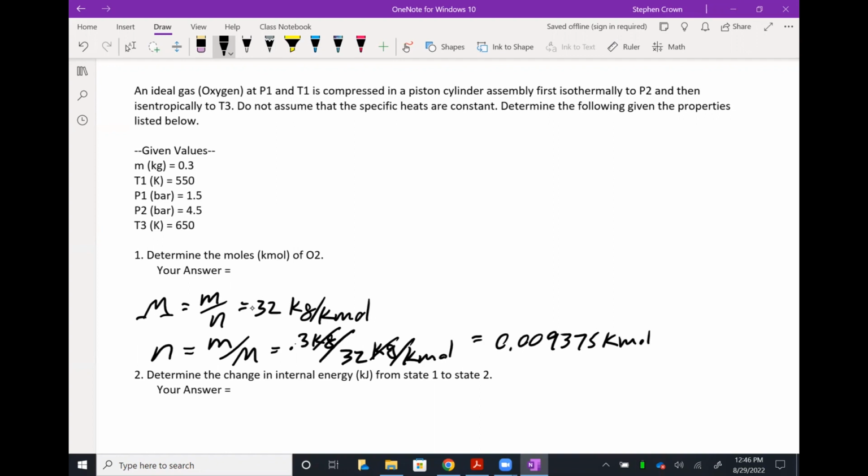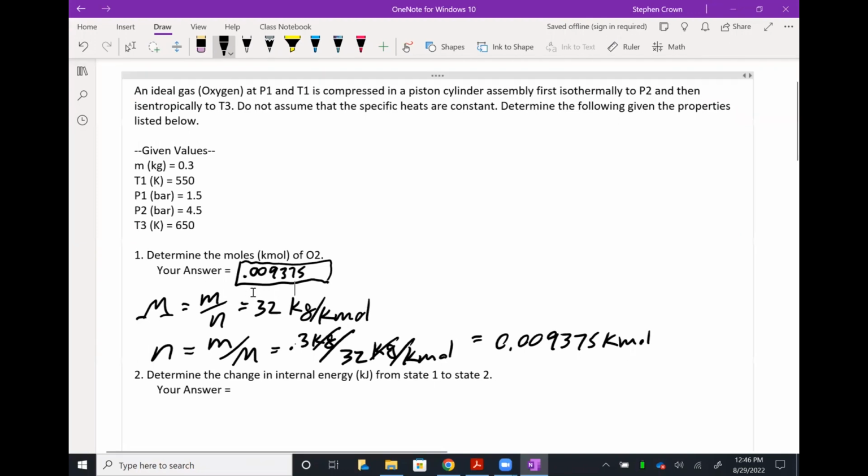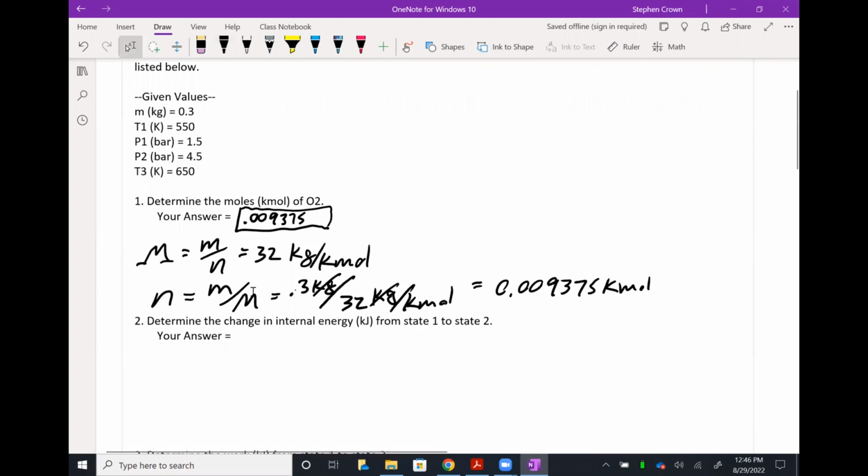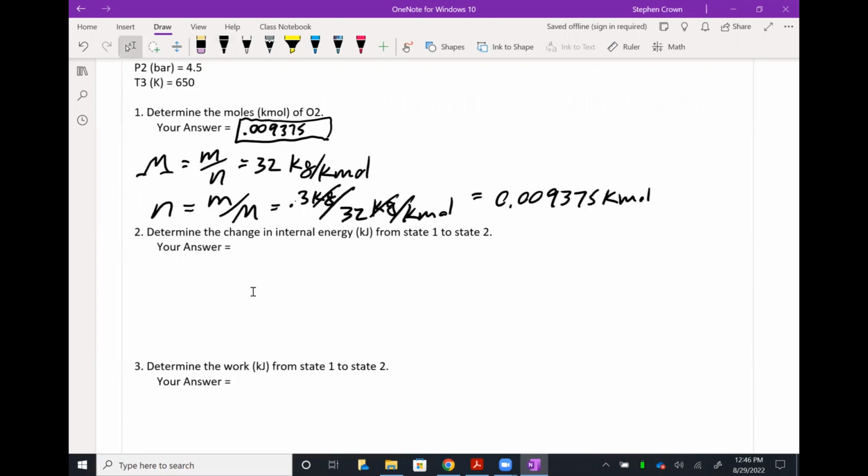And if we go to our homework system, we have a place to enter that value, 0.009375. And if you watch the introduction video, you saw how that was entered and calculated. All right, let's move on. Determine the change in internal energy from state 1 to state 2.